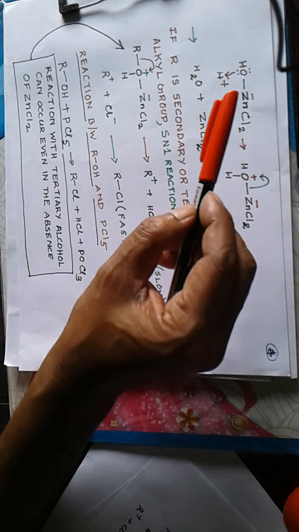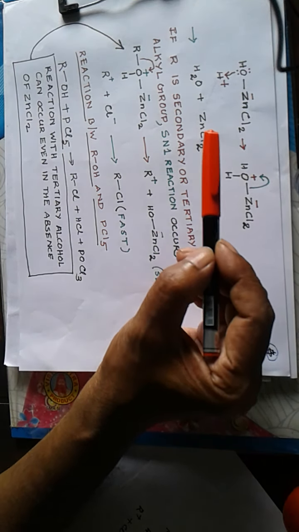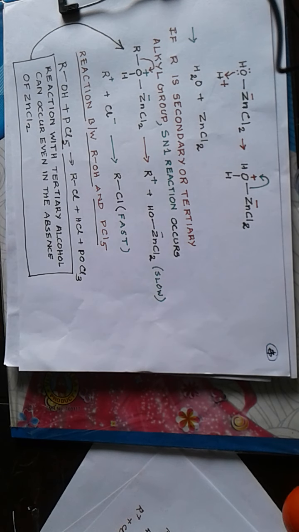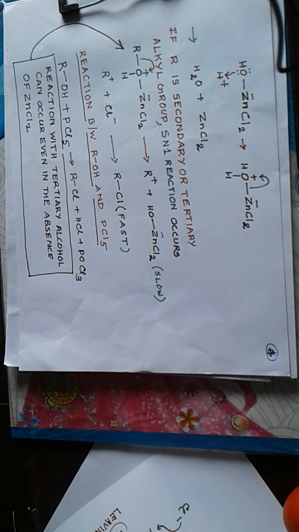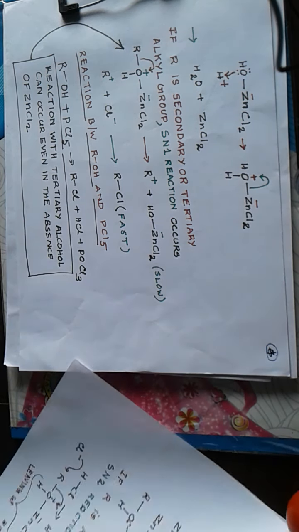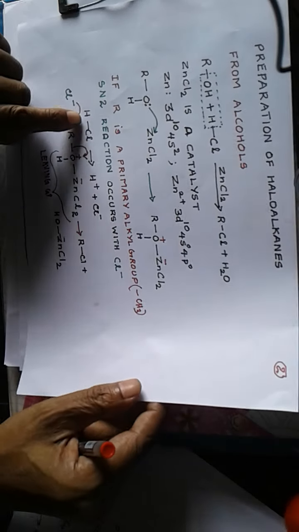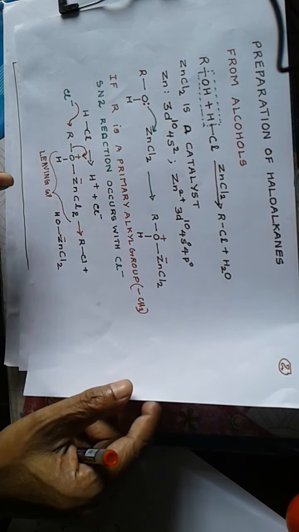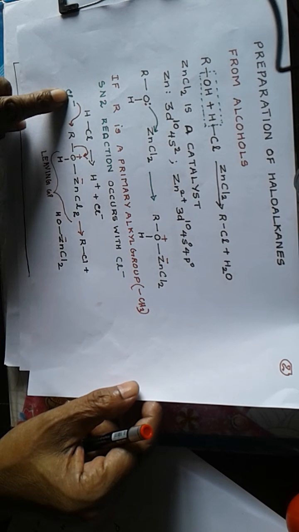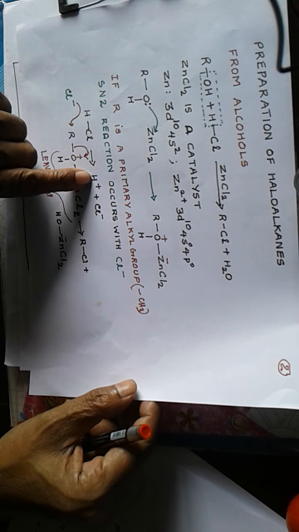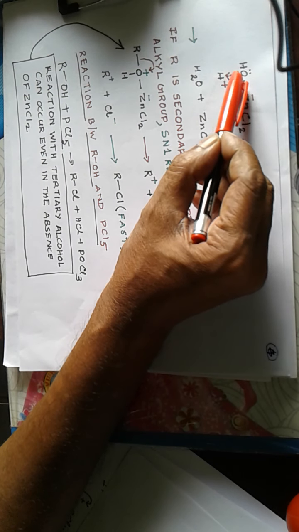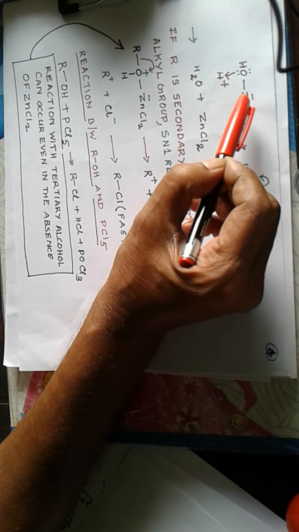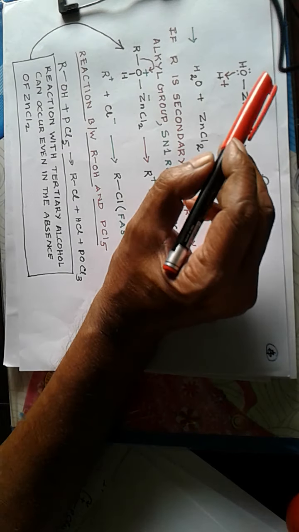Then when Cl- is removed from HCl, we get H+ remaining. So when HCl ionizes, we get H+ and Cl-, and the Cl- is used up for this reaction. So we get H+ as a free ion. This H+ attacks the lone pair of oxygen in OH-ZnCl2 negative.